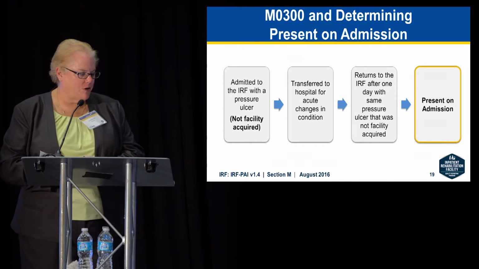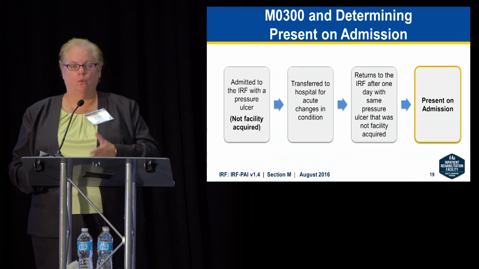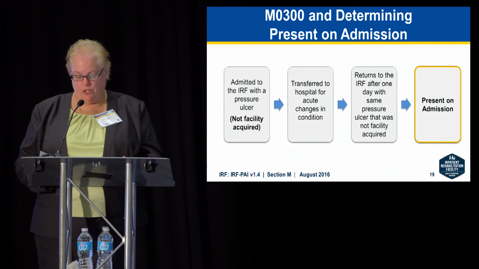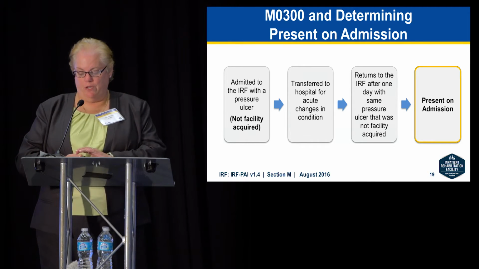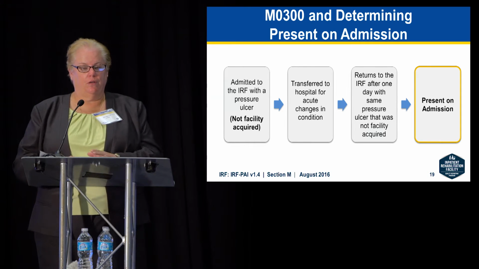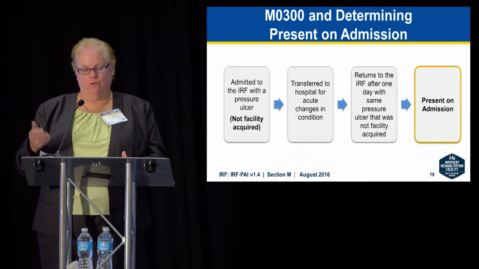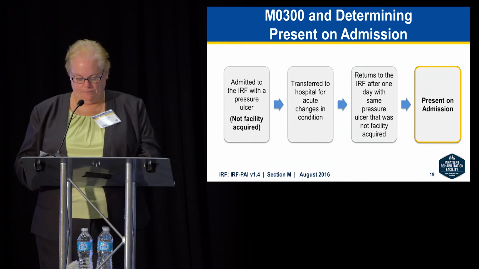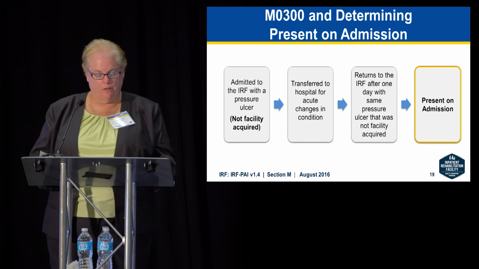Patient admitted to the IRF with a pressure ulcer, so not facility acquired. They come into your facility with a pressure ulcer. They're transferred to the hospital for an acute change in condition. They return to the IRF after 1 day with the same pressure ulcer that was not facility acquired. Then we would code that still as present upon admission, because they had it when they came in, they were transferred out, they came back with that same ulcer, we're considering it present upon admission, because it was acquired outside of your organization.